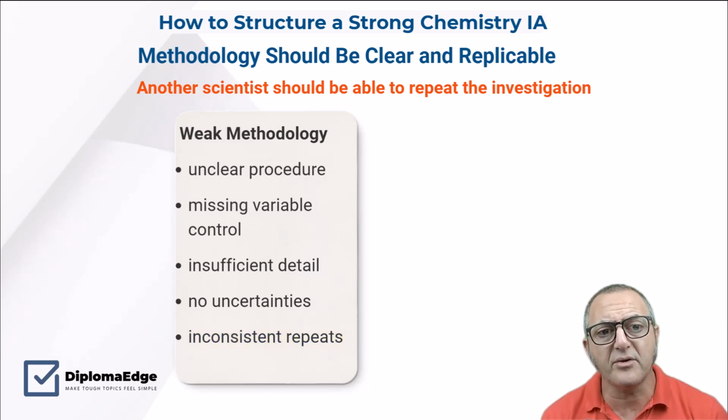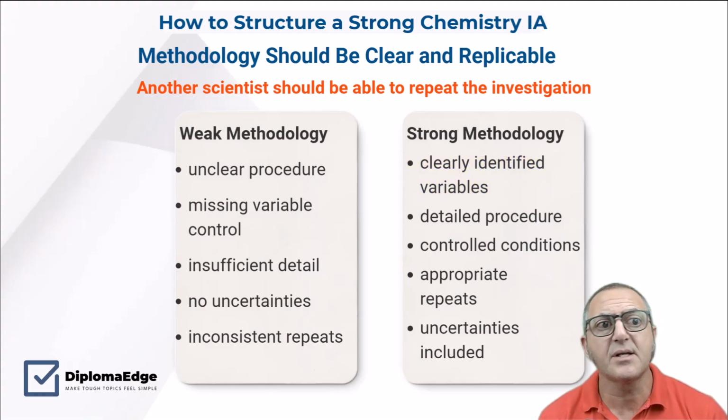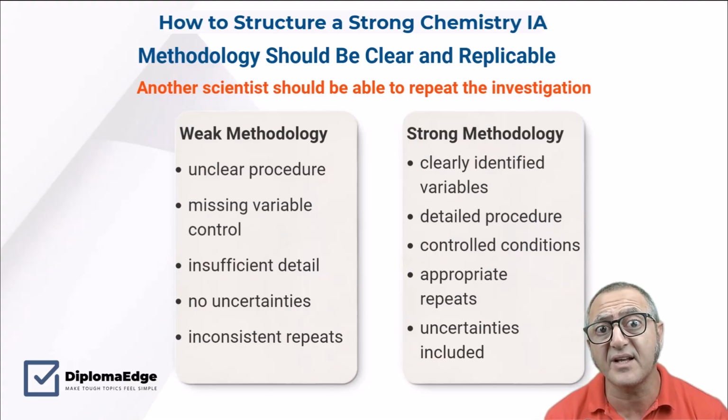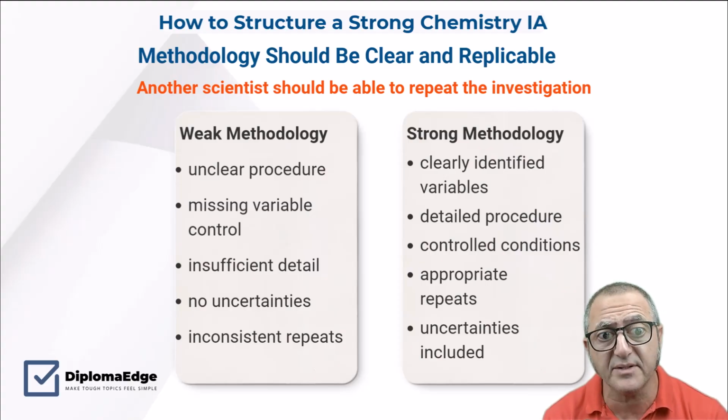A strong methodology clearly defines the variables. You clearly tell me what is your independent variable, what is the range, how are you deciding the increments, what are the units and what are the uncertainties. And you do exactly the same thing for the dependent variable. What measuring units are you using? What apparatus are you using? What is the precision of that apparatus and what are the uncertainties of this measurement?